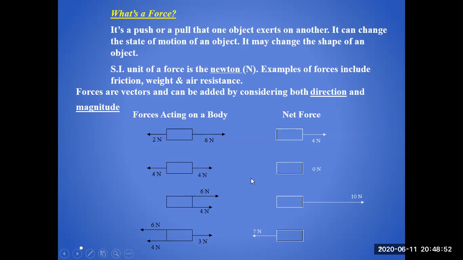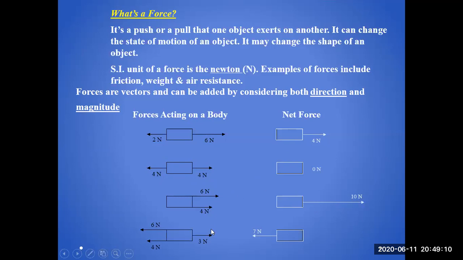Now, if you look at another example that is 6 Newton and 4 Newton, both forces are acting along the same direction. Then you will add these two forces and the resultant you will be getting is 10 Newton.